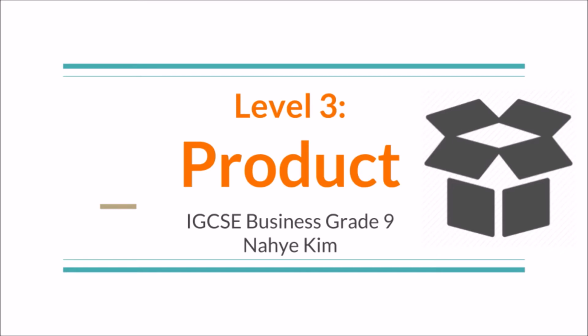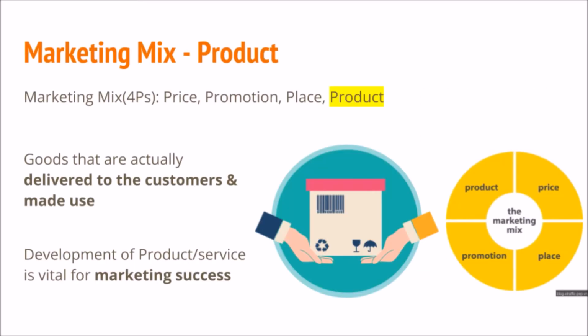I made a presentation and the topic is product, which is level 3. A product is one part of the marketing mix, or the 4 P's. The 4 P's refer to price, promotion, place, and product. Here, product is what the firm actually makes and what the customers would use. Developing goods or services that meet customer wants is vital for marketing success. This is why it is such an essential part of the marketing mix.